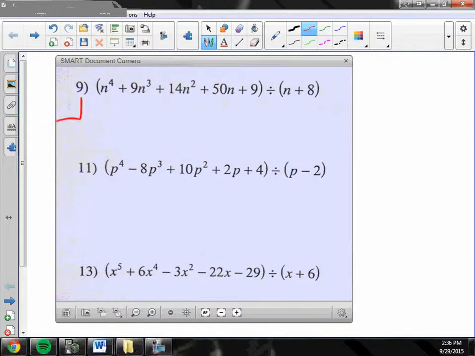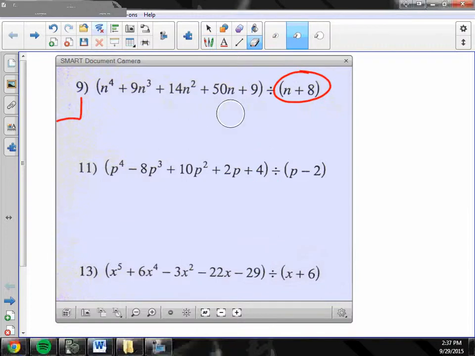So what do we put in the box? Well, first of all, how come I can use synthetic division? Because this is a linear binomial. If I solve n plus 8, I get the root -8. If it was something like n squared minus 16, I can't test that because the roots are actually plus or minus 4. So I would have to test 4 and see if it works, and then I'd have to test -4 to see if that works. So you can only test one number at a time.